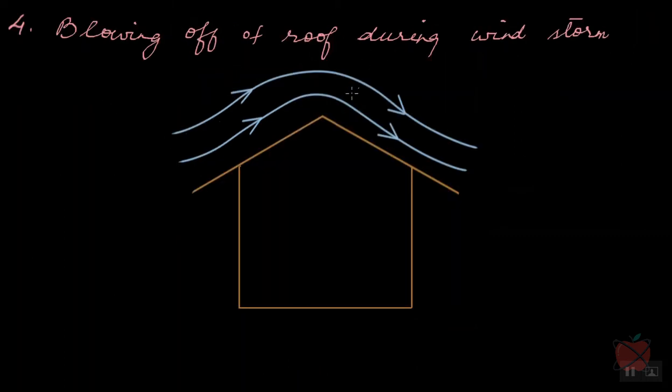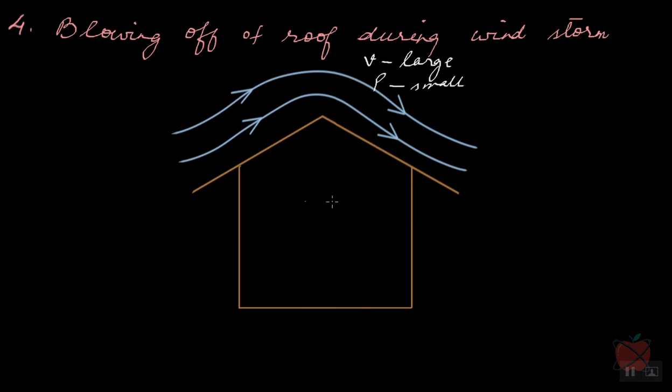Okay, now have you ever seen that when the wind is going very fast, it can blow off the roof of houses? Yes, so again that happens due to Bernoulli's theorem. All right, so here air is going very fast on top, so the speed of the air here, v, is large. Therefore pressure will be small.